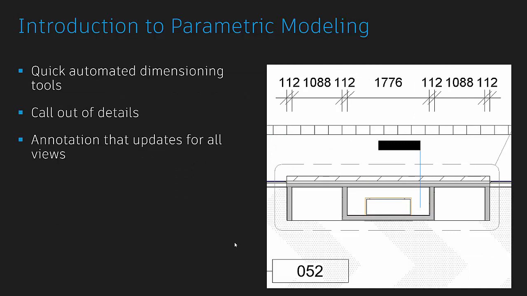So now let's look at some of the powerful tools that we have in Revit with dimensioning. So we're going to look at some of the automated tools, the call out of details. This is where you can scale in from a certain view to a more detailed view, and then annotation that will update for all views.